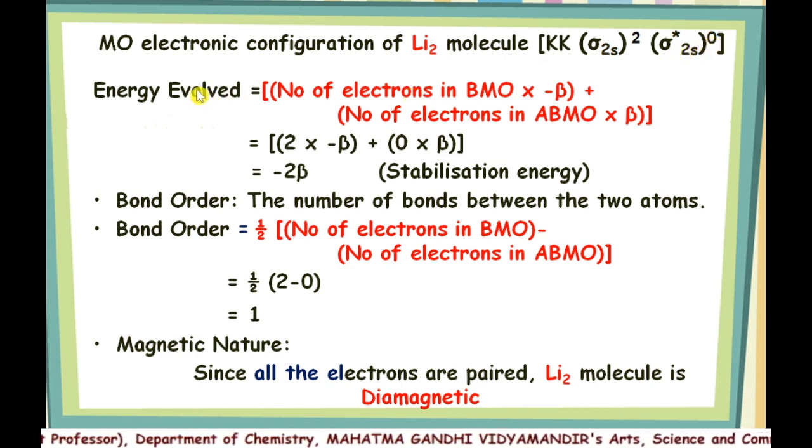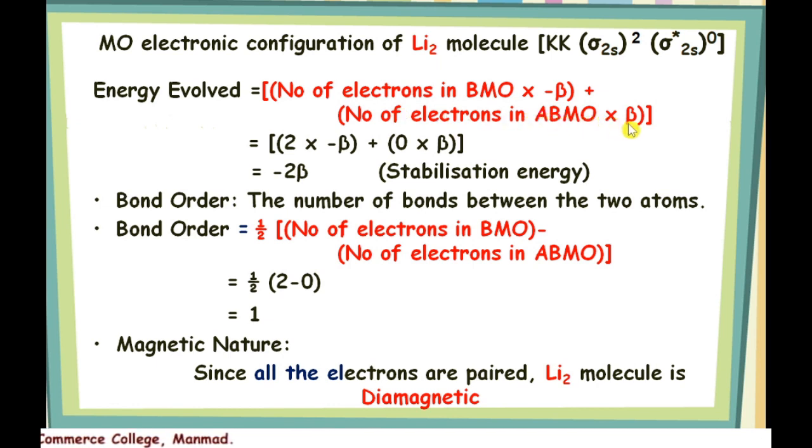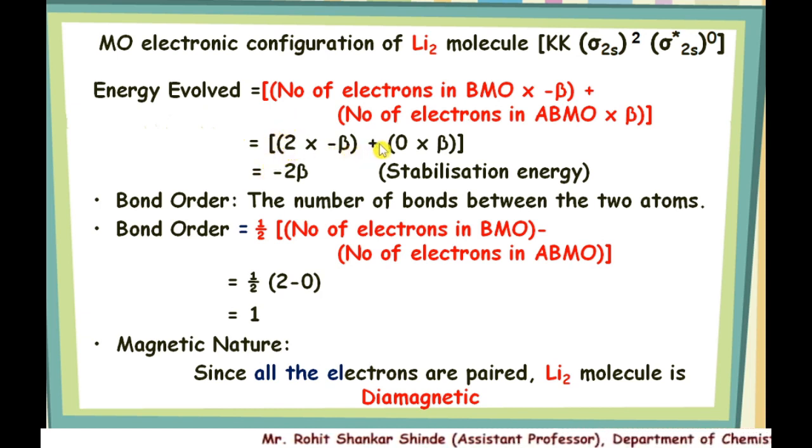Now we can calculate the energy evolved. The formula is the number of electrons in BMO into minus beta plus the number of electrons in ABMO into plus beta. The number of electrons in BMO is equal to 2, while there is no electron present in the ABMO. So putting in the values, we get 2 into minus beta plus 0 into beta. It becomes minus 2 beta. So the energy evolved during the formation of the Li2 molecule is minus 2 beta, which is a stabilization energy.